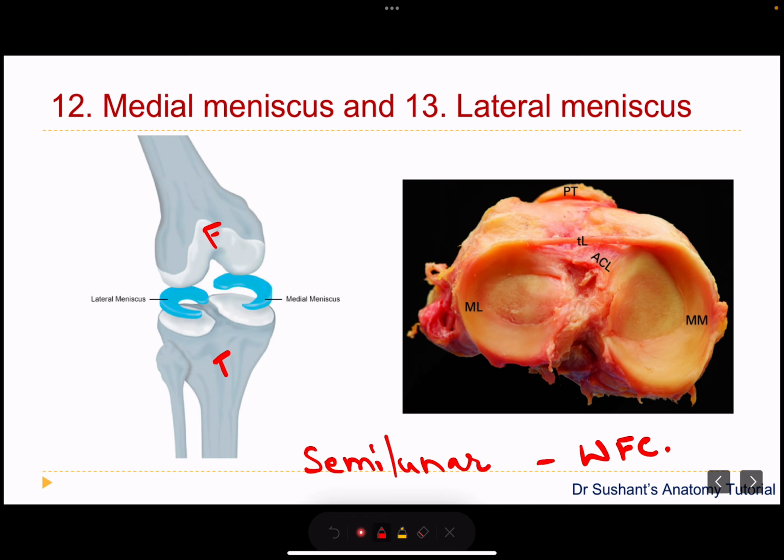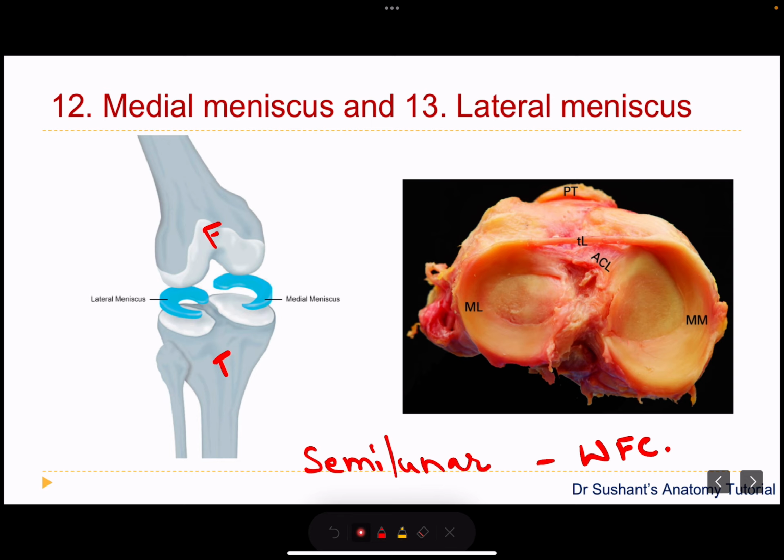First, let us talk about the medial meniscus. This is the medial meniscus. It is larger and longer anteroposteriorly, and it is semilunar in shape, and it presents the anterior horn, posterior horn, the body with the upper concave surface and the lower flat surface, medial convex margin, lateral concave margin.